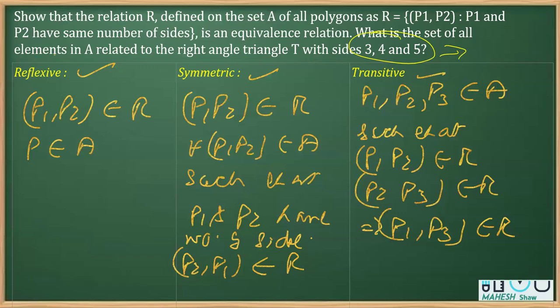So the elements related to the right angle triangle with sides 3, 4, 5 are those polygons having 3 sides, right? We'll say that it is related to polygons having 3 sides, and 3-sided polygons are all triangles in a plane. That would be the answer for the next part.